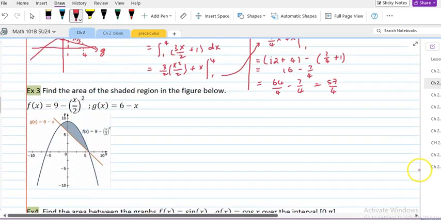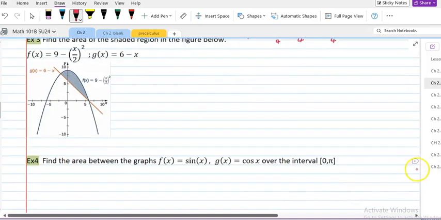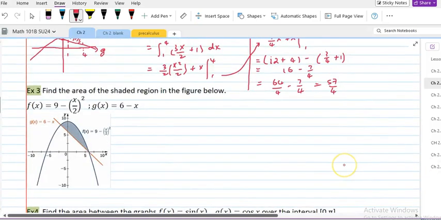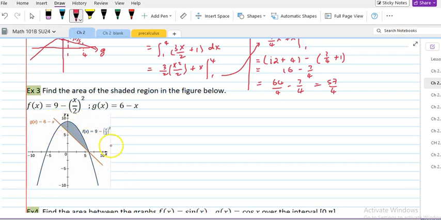The third example is about the area of a shaded region. The two curves are f of x equals 9 minus x squared over 2, which is a downward parabola, and g of x equals 6 minus x. You can obviously see that f is above g. They cross at 2 points. And in the question, they just say find the area of the shaded region, which is between the two crossings.